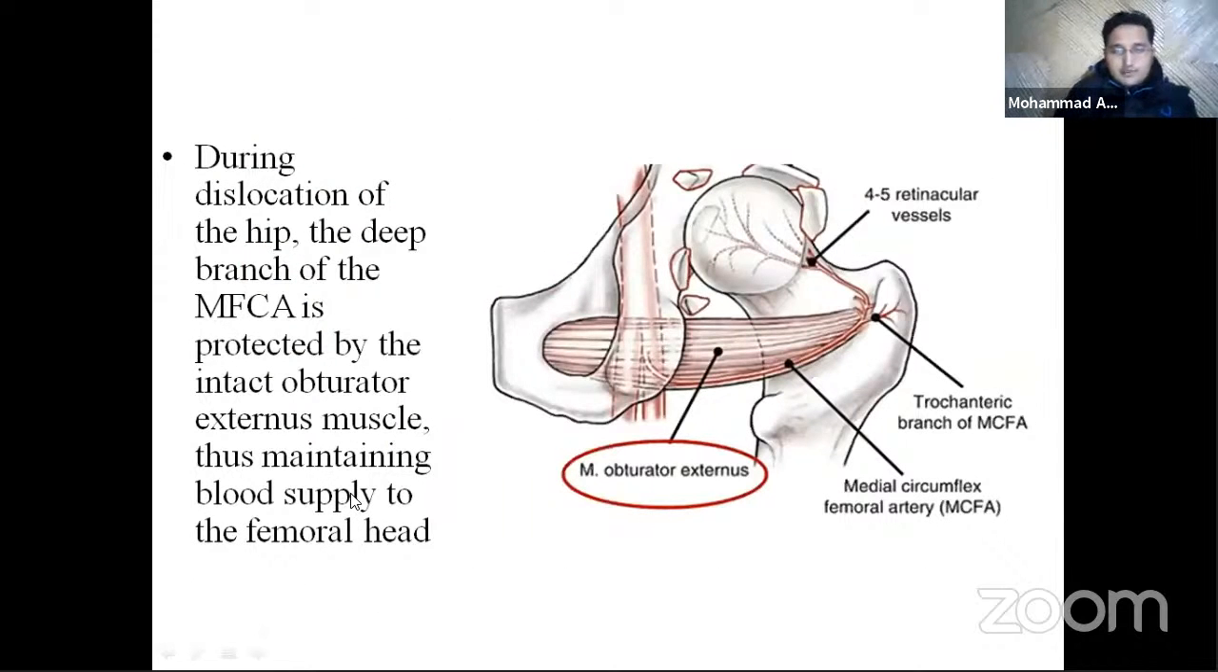So this is the most important slide of my talk today. And if you happen to concentrate upon this, I'll be more than happy. You can see this is the deep branch of the medial circumflex femoral artery, and its course along the inferior border of obturator externus going into the intertrochanteric crest. So the main crux of the safe surgical dislocation, which was given by Ganz, is to protect this artery by keeping this obturator externus intact while dislocating the hip.